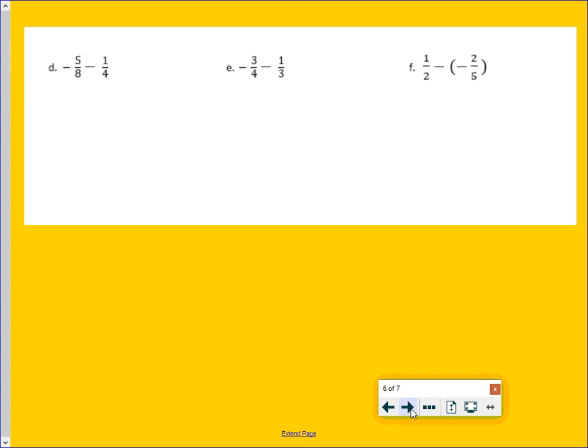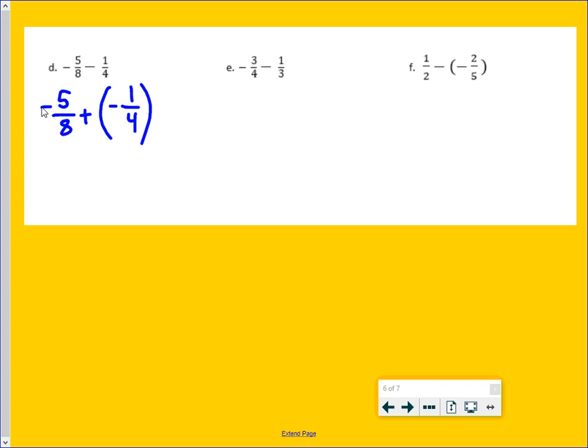Let's look at the next one. Negative 5/8 minus 1/4. Once again, you're going to want to change it to where you're adding the opposite. So we have negative 5/8. We're going to change it to addition. We're going to take the opposite of 1/4, which is negative 1/4. Now you'll see that the signs are the same, so we're going to be adding these, and then we're going to keep the negative and put it back at the end.